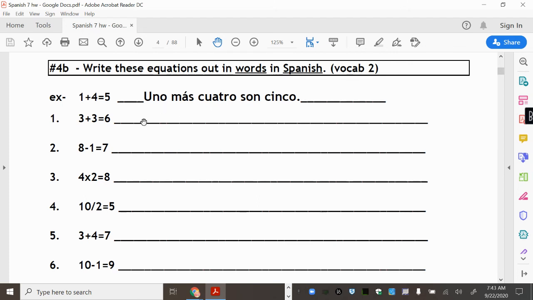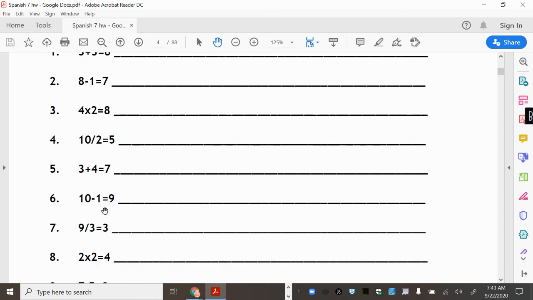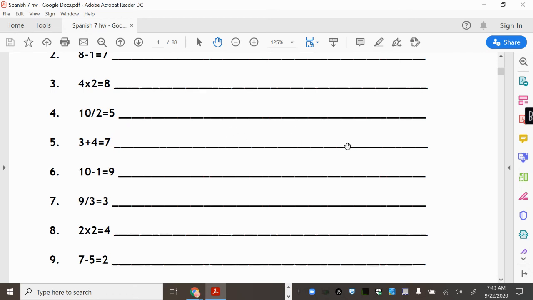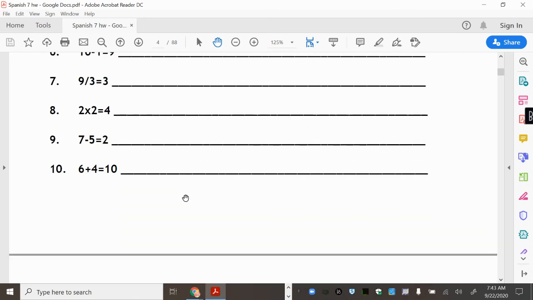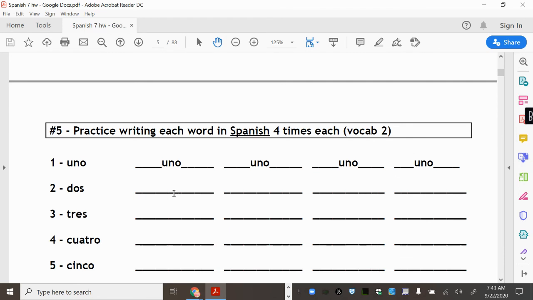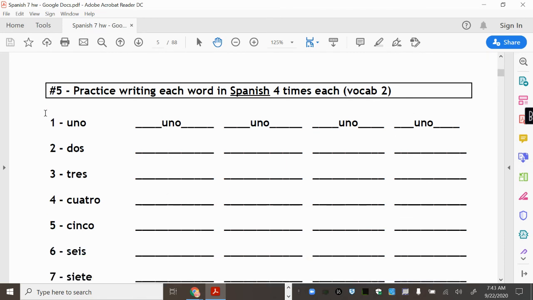So where can you find the spelling of these? Well, you could look on the other side of this sheet of paper or vocab 2. So that's what we're really focusing on is numbers this week. Okay, so you just write these out as words in Spanish. Okay, we have 2 more sides, 5 and 6. And when you do this, for number 5, you're just practicing the spelling.